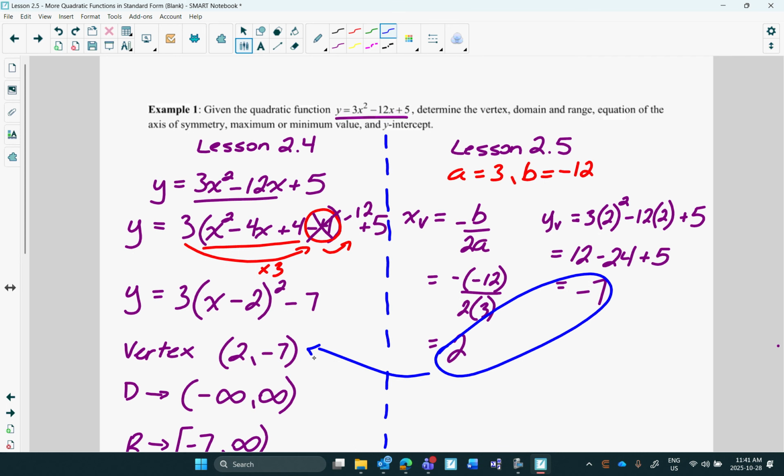Notice we get the vertex. And if you've got the vertex, you can figure out all the other stuff. Okay? So from this, we know that the vertex, and I'm not going to rewrite all these other properties, we know that the x vertex is 2, the y vertex is -7, and then we can go from there.